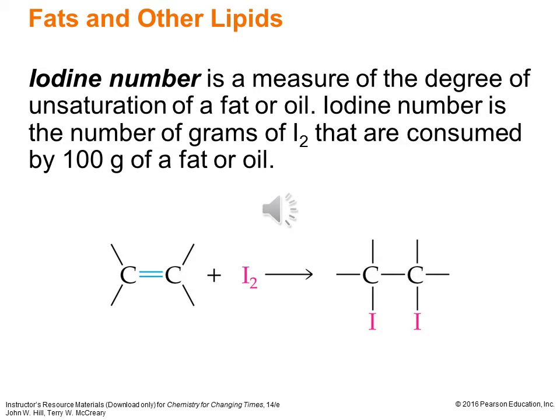And as chemists, one of the ways we keep track of the reactivity, the number of unsaturations, is by iodine number. Iodine number is a measure of the degree of unsaturation of a fat or an oil, and technically speaking, iodine number is the number of grams of iodine that are consumed by 100 grams of a fat or an oil. So if iodine can add across a double bond, as we see in the reaction at the bottom of the slide, the more double bonds you have, the more iodine will be used up by reaction with that fat or oil.